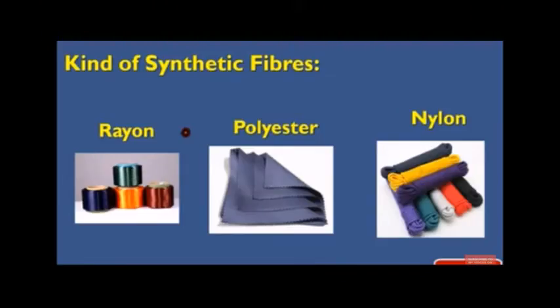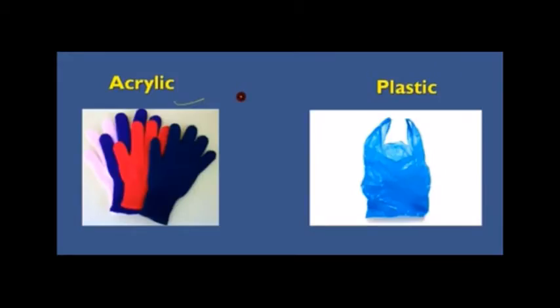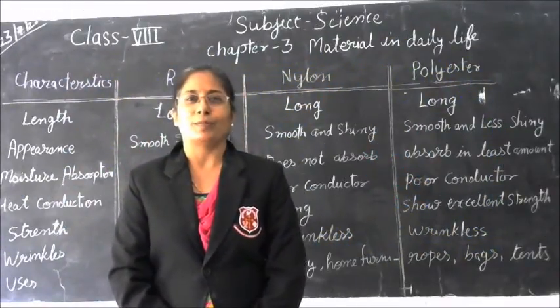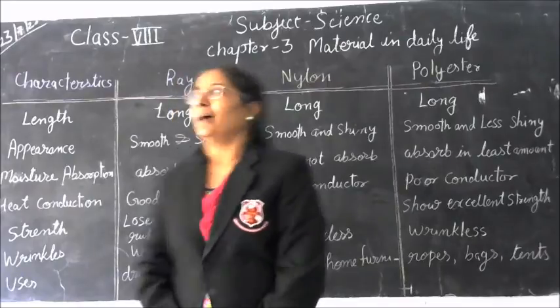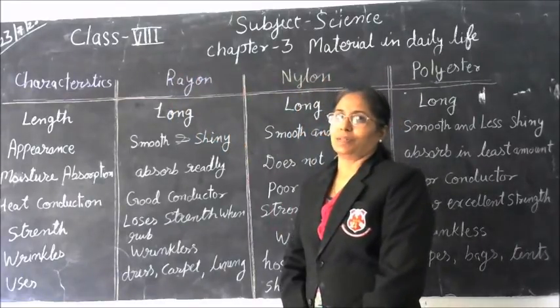Let us now understand kinds of synthetic fiber. First is rayon, made by mixing chemical fibers and viscose of plant fiber. Polyester is made by mixing chemical fiber and cotton, whereas nylon is a pure chemical fiber. Acrylic and plastic are also made by chemical fibers. We will discuss the characteristics of these fibers in detail. We must understand about synthetic fiber a lot. Let us compare and learn a little more about the fibers.